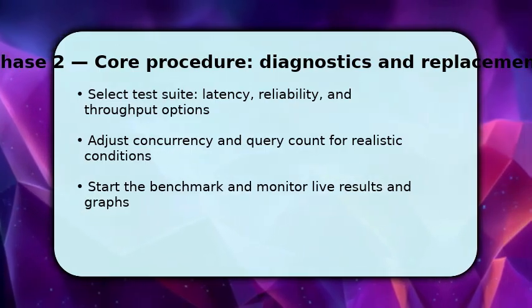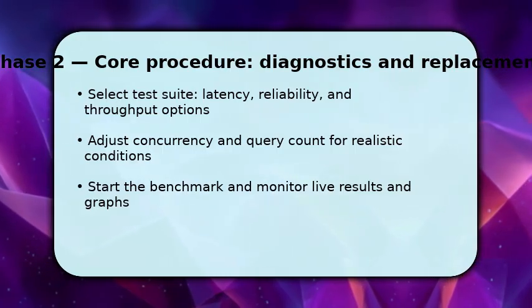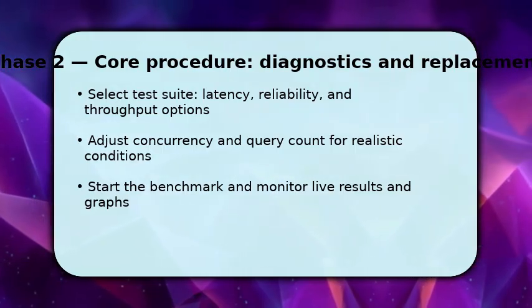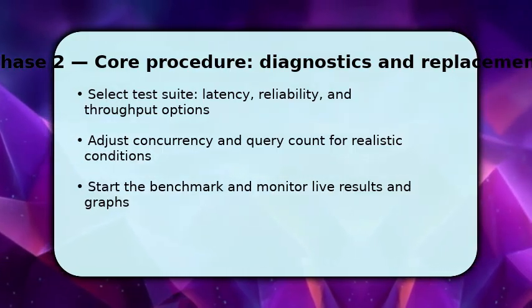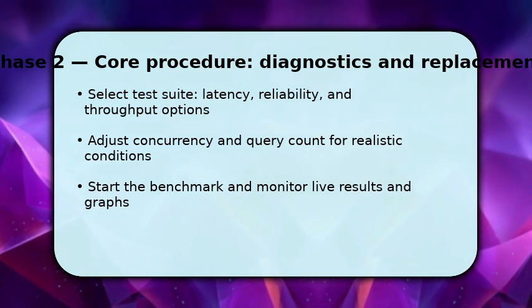Start the benchmark and watch the live chart to see response time distribution and packet loss. This helps you spot transient network issues versus persistent resolver slowness. Once running, resist interruption so the full dataset completes.